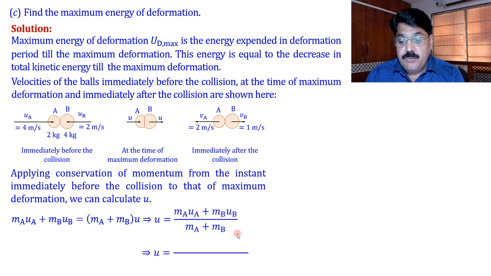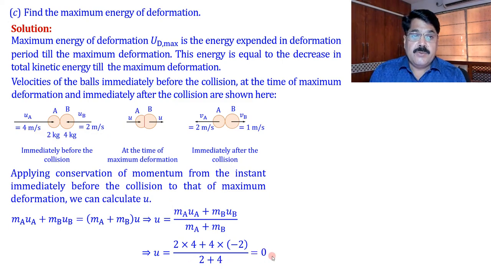By substituting values, you can find U is equal to 2 into 4 plus 2 into minus 2 upon 2 plus 4. How 2 into 4? That mass is 2 kg, velocity plus 4. That mass is 4 kg, velocity minus 2, and mass 2 plus 4. So you get 0. So the velocity of the bodies at the time of maximum deformation is 0. So the total initial kinetic energy has been used in the process of deformation. Actually, after the end of collision, you can see both the bodies acquire some velocity. That kinetic energy is given to the balls because of the impulse of the deforming forces during the restitution period.